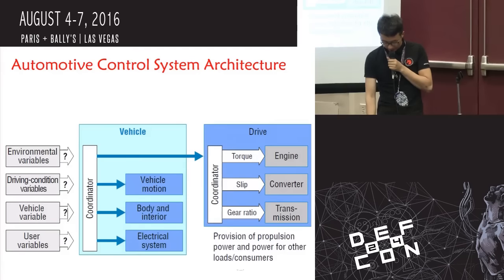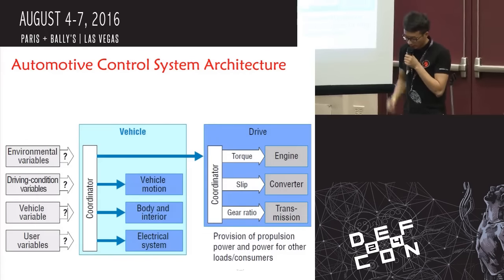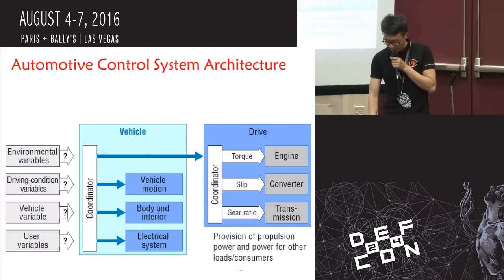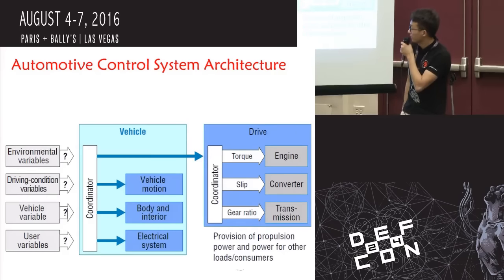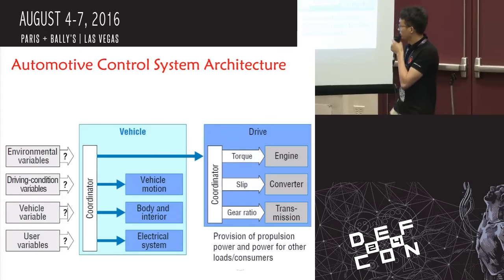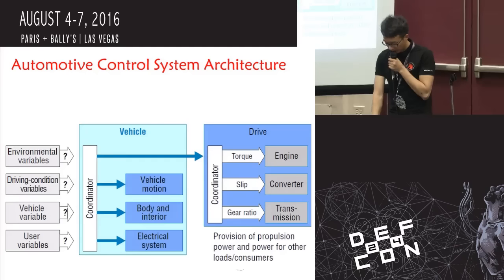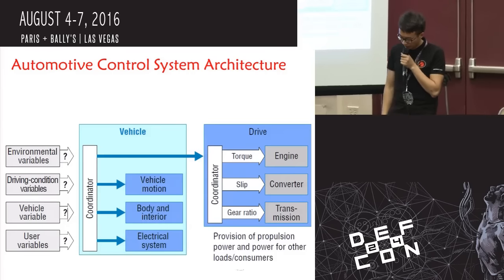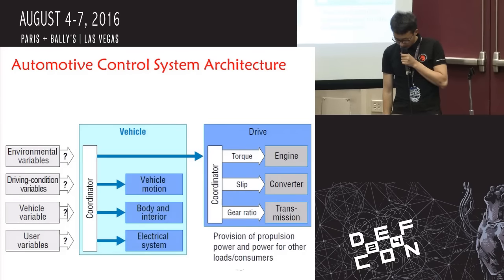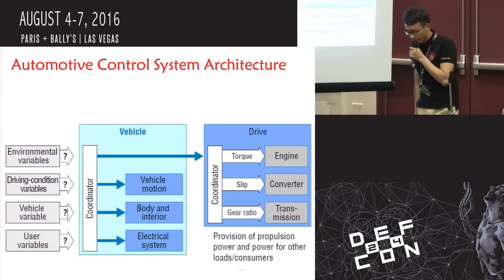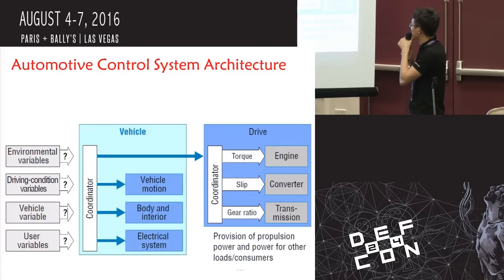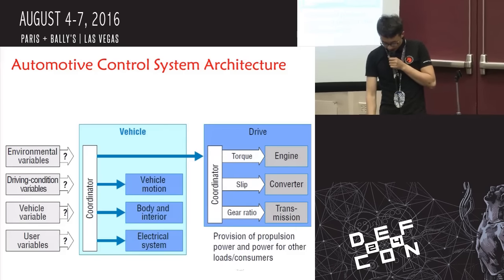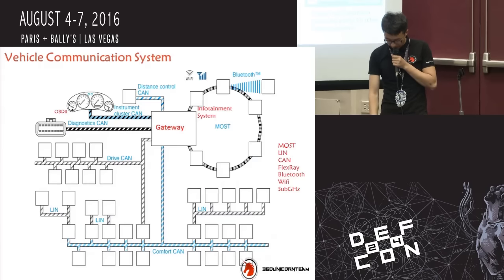So, automotive control system architecture: a typical automotive system takes as its input environmental variables, driving conditions, vehicle variables, and user variables. User variables are, for example, the driver's input, the gear, the acceleration pedal. That's the user input. The environmental variables are like the sensor input and the location, etc. Based on this input, the vehicle controls the engine and transmission to change those inputs. It's like a closed loop control system.